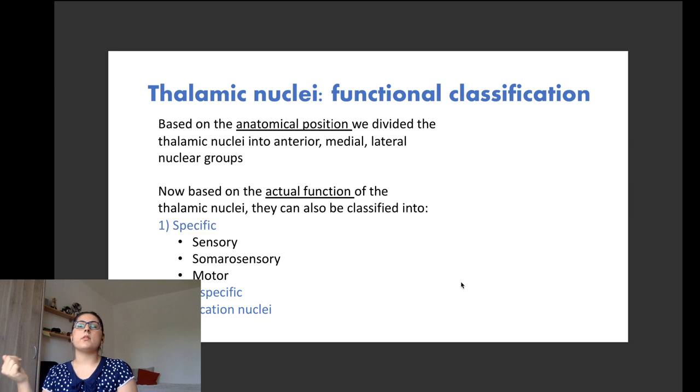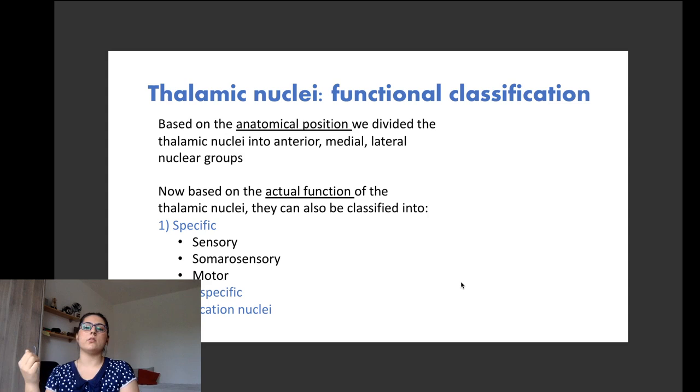Also remember that functional classifications are extremely important clinically. Because if I have a lesion in my brain, or some kind of a stroke, or some kind of a tumor, based on where it is anatomically, and based on which nucleus it's affecting functionally, my patient is going to have completely different symptoms. So you're going to have to understand that these anatomical and functional classifications are crucial for future diagnosis of patient conditions.